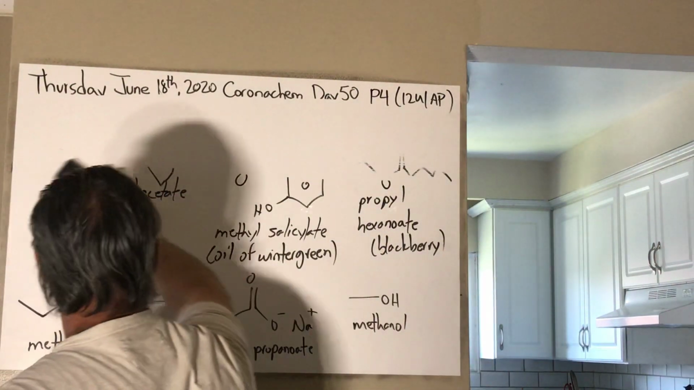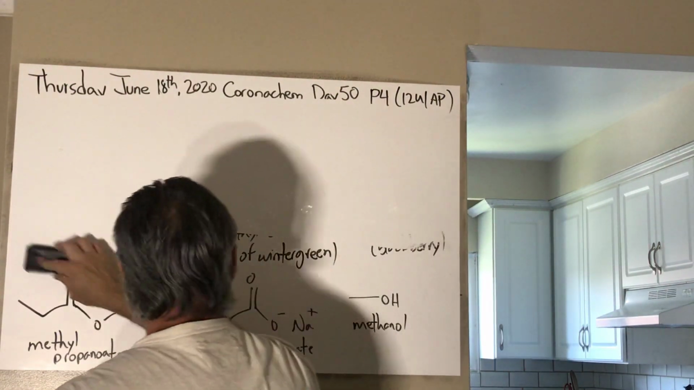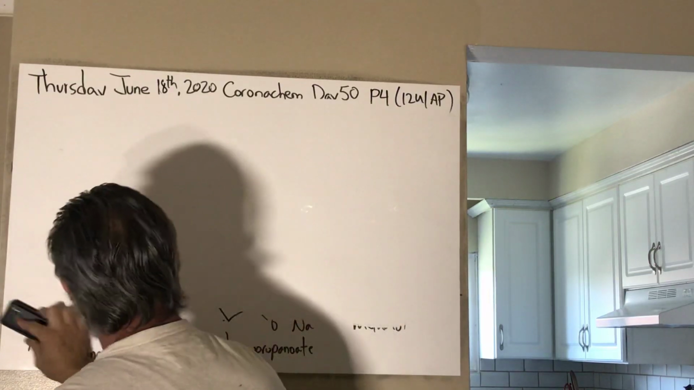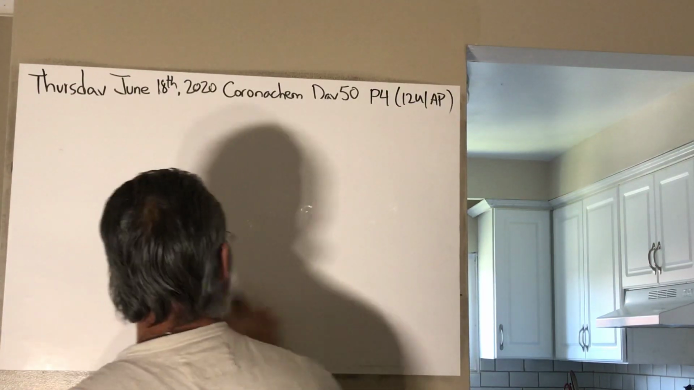The word for soap in French is savon, in Italian it's sapone, and I think in Spanish it's jabón.